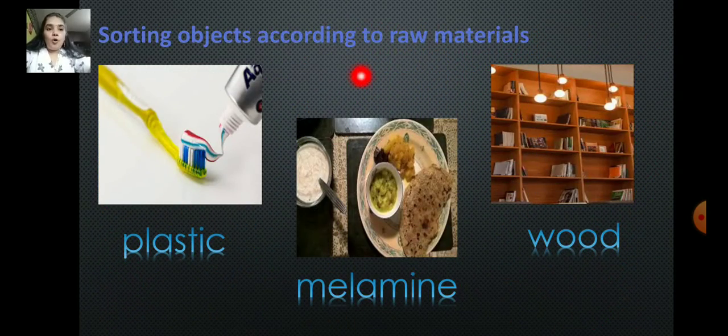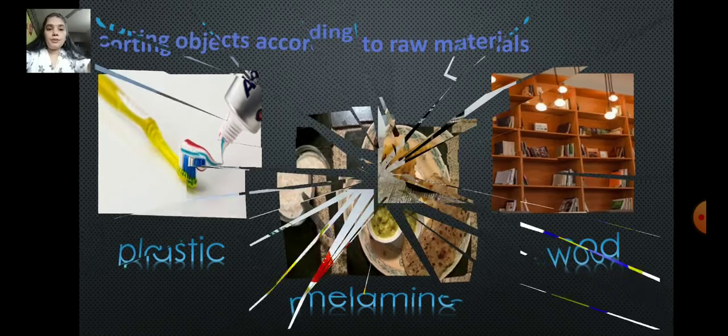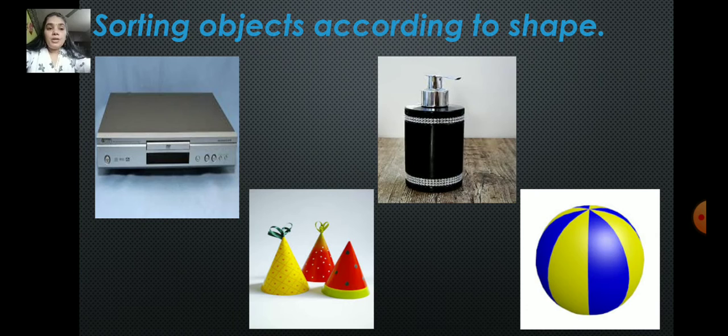So, sorting objects according to raw materials. Like plastic items, melamine items and wood items. So these all we sorted. And sorting objects according to the shapes. So triangular shape, cone shape, round shape, cylindrical shape.